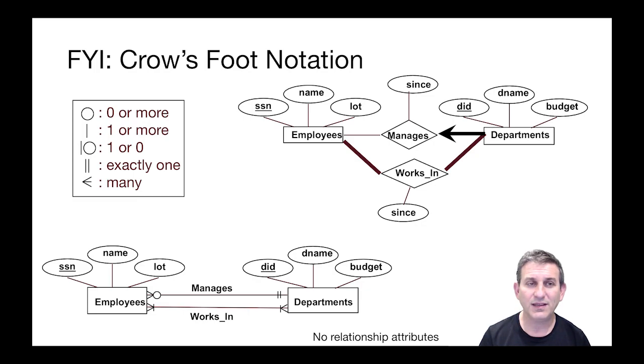If you have a little circle, that means 0 or more. If you have a vertical bar, it's 1 or more. A vertical bar with a circle is 1 or 0. Two vertical bars is exactly 1, and a little crow's foot means many.